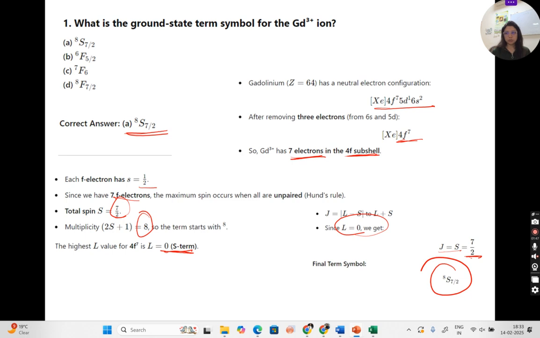And now we get to know how we can calculate the ground state term symbol for any metal ion.